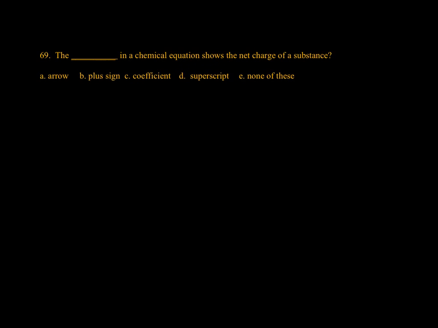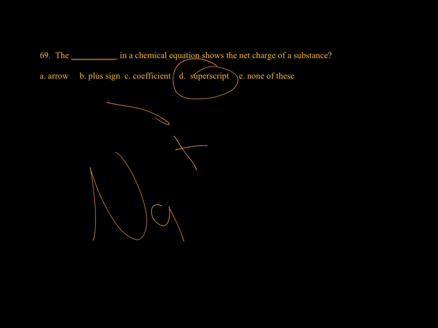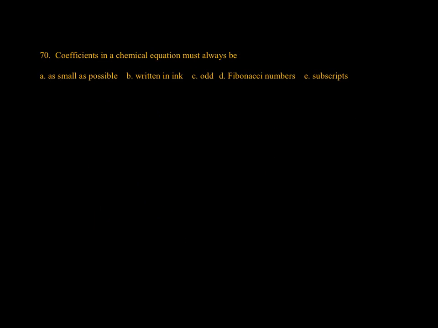What shows the net charge? Well, if there was a net charge that you wanted to show in the equation, you would use a superscript. So something like a sodium ion with a positive charge, you'd put a little plus sign up above. That up above part is called a superscript. Or you could have oxygen with a -2 charge. That's the superscript there.